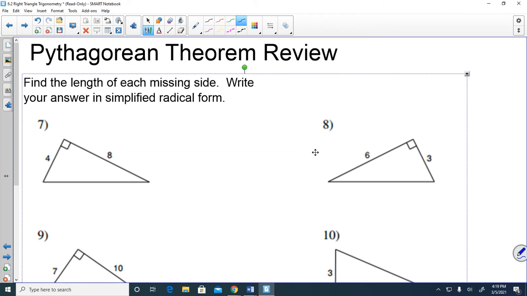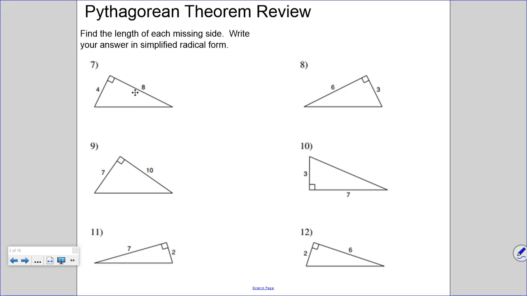So first of all, let's talk about the Pythagorean theorem. I've got a bunch of problems here where we have to find the missing side. Notice that all of these triangles are right triangles, and I can tell that they're right triangles because they're marked with a right angle. That's good because the Pythagorean theorem only works for right triangles. Okay? And it only works for right triangles.